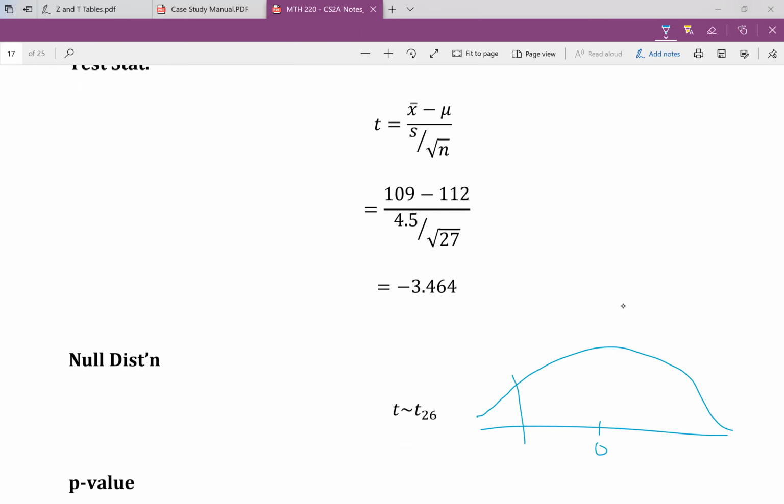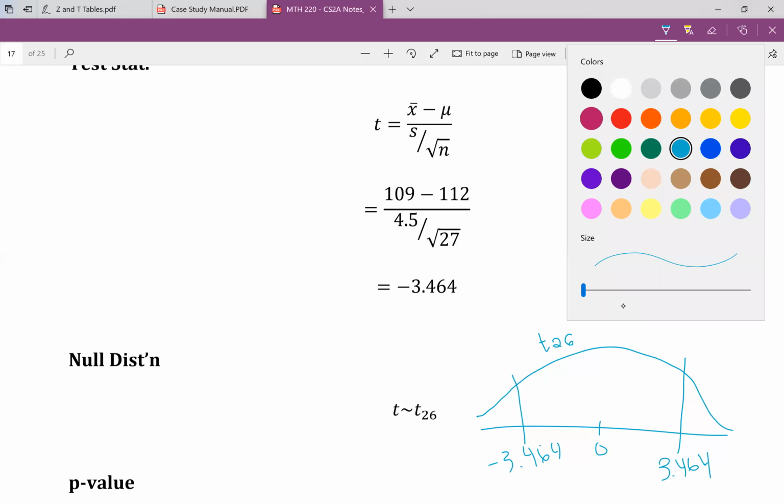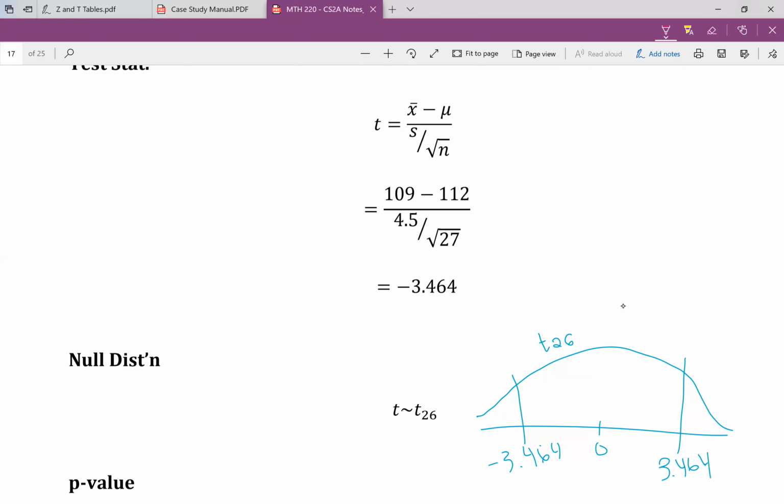Negative 3.464, positive 3.464. This is T26. And we want two tails.